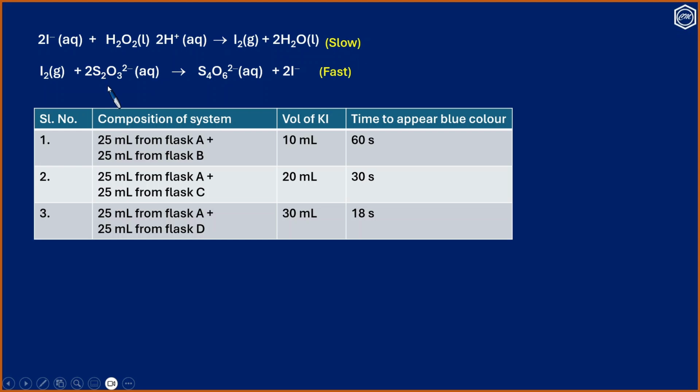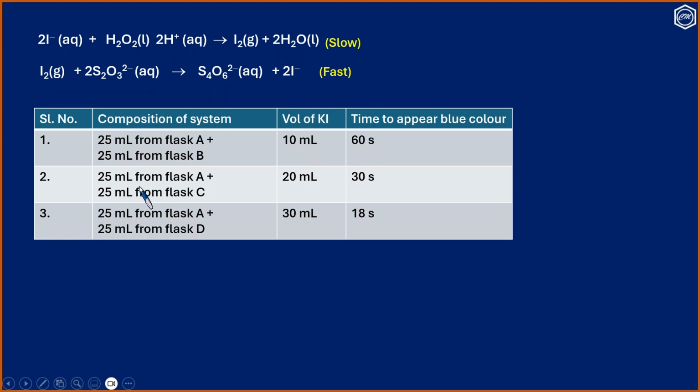We have tabulated the data that we obtained in the experiment. Composition of the system. In the first case, 25 ml from flask A, 25 ml from flask B, and a volume of potassium iodide of 10 ml. And the time to appear blue color is 60 seconds.